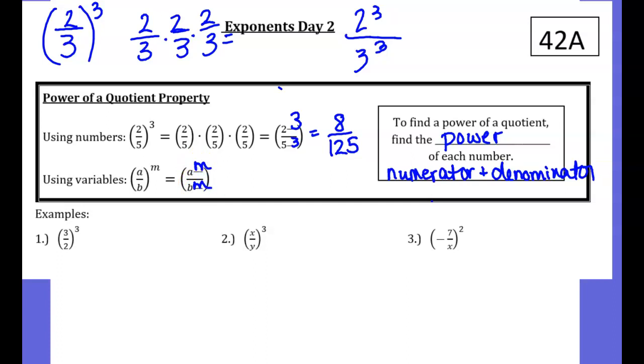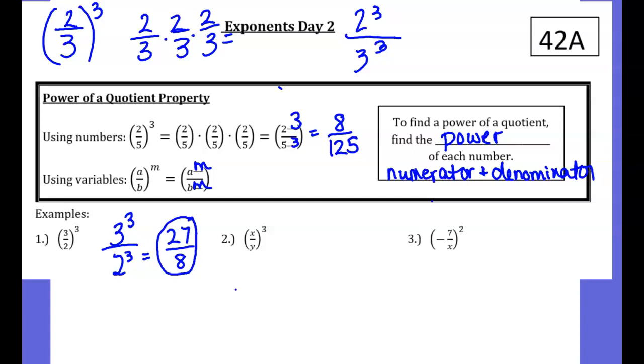Okay, so our first example in number 1, when we have 3/2, that's 3 to the third and 2 to the third. Okay, 3 to the third would be 27, 2 to the third would be 8. Okay, and we're not going to turn it into a mixed number in algebra. We're going to keep it as an improper fraction.